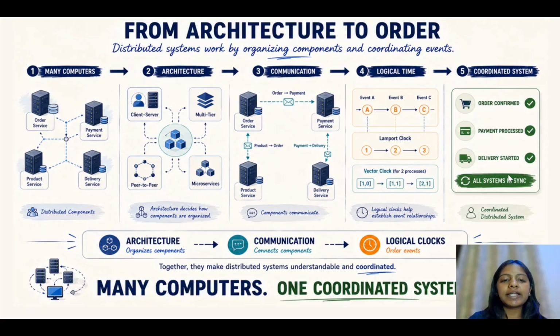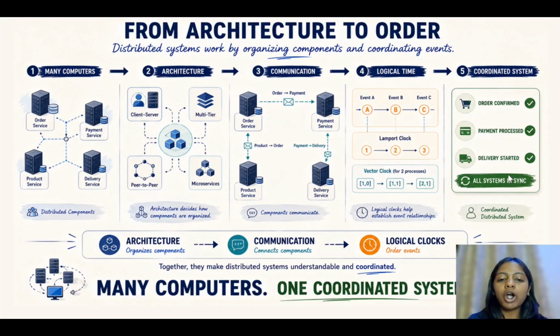Moving towards the next slide, now this slide summarizes the complete journey we have covered so far. So we started with many computers, then we learned about architecture, which decides how those components are organized. Next comes communication, because these components need to exchange information. And finally, we need logical time to understand the relationship between events occurring across the different components. The final goal is a coordinated distributed system.